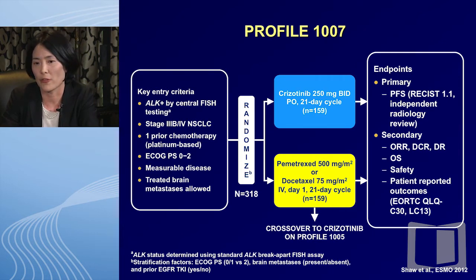We actually over-enrolled at 347, and patients were randomized 1-to-1 to receive either second-line crizotinib or a standard second-line chemotherapy like pemetrexed or docetaxel. I should note that those patients who were randomized to chemotherapy were allowed to cross over to receive crizotinib at the time of progression. And this was done through the companion phase 2 study, Profile 1005. The primary endpoint of this study was progression-free survival.